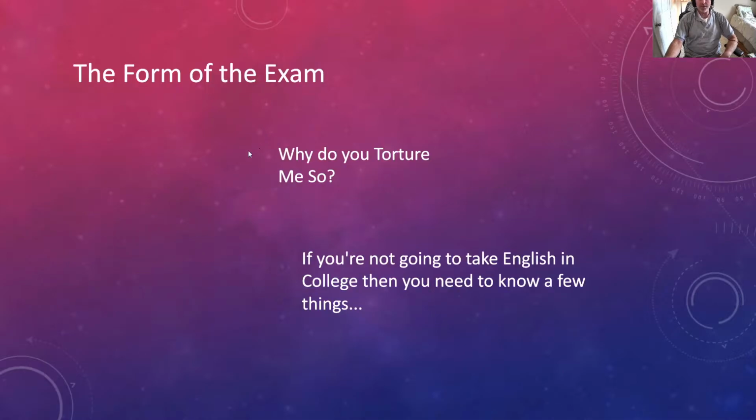The form of the exam. Why do you torture me so? Well, I guess in college they figure that if you're not going to take English in college and you've taken all these AP classes, then you need to know a few things. So they formulate the exam in a certain way, and they know everybody's going to design their classes so that the kids can get those credits and pass that exam. So you make sure that they hit all the basics that they are after in college. So why do you torture me so? Because that's exactly the way they set it all up.